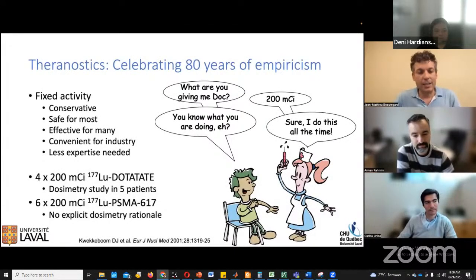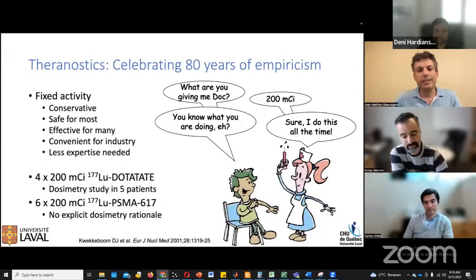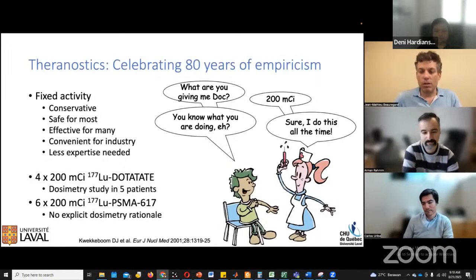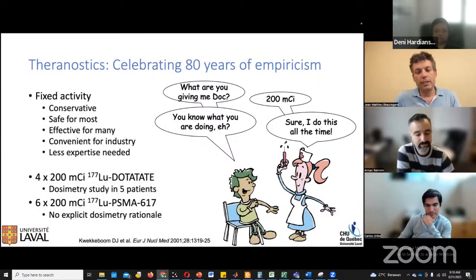This number has prevailed, and lutetium has been started with 200 millicurie portions. Based on data from only 5 patients back 20 years ago, it has been calculated that giving 4 of these cycles would yield an absorbed dose to the bone marrow of about 2 grays, or not exceeding 2 grays in only 5 patients.